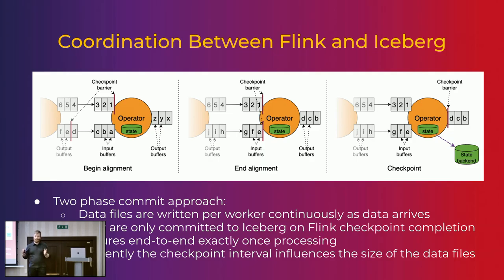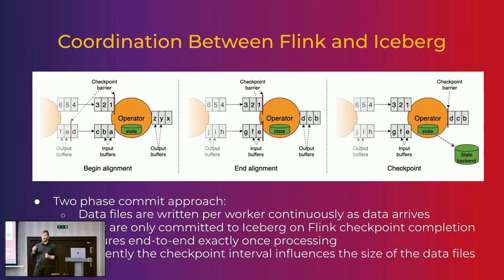As fast as data arrives, we start writing into the underlying data storage, S3, HDFS, and so on. But we only let Iceberg know that, hey, those new data files now exist, and please account them in your table, once a checkpoint, which is Flink's high availability mechanism, has successfully completed. This makes it so that we won't accidentally create duplicates, and we account for all of the data.